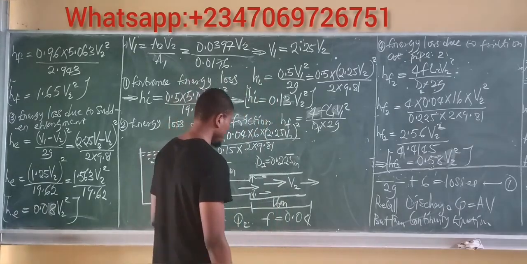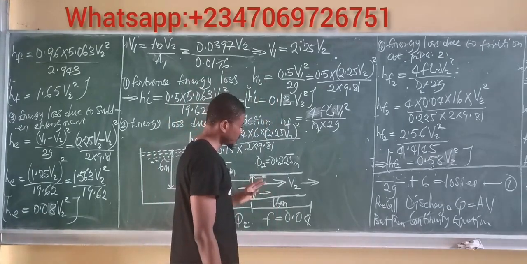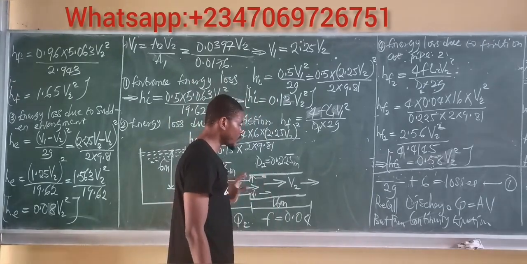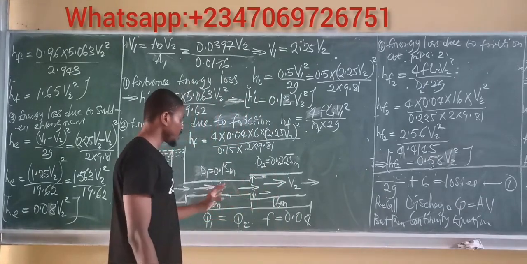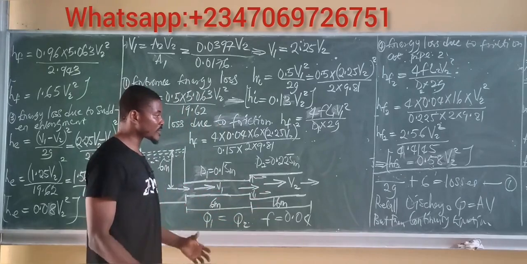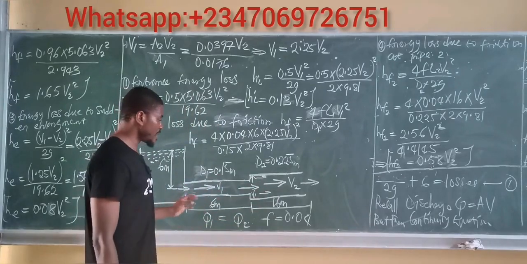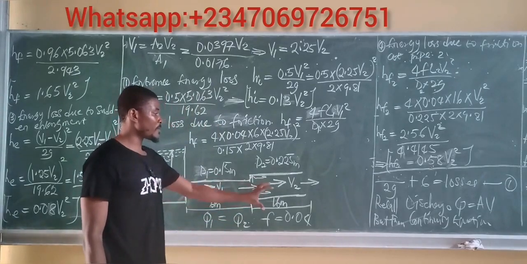So notice that after calculating the energy loss due to friction, this pipe does not contain a bend, so you cannot calculate energy loss due to bend. There's also no obstruction in the path of the fluid.